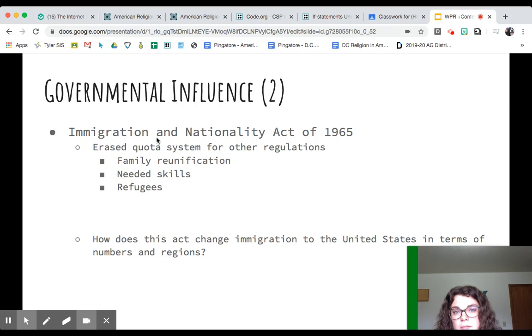Next, immigrants who had needed skills for jobs and industry in the United States were also a little more welcomed and preferred. And then finally, we made a special consideration to refugees, people fleeing different kinds of oppressive governments and religious persecution or famine. We gave refugees preference as well.